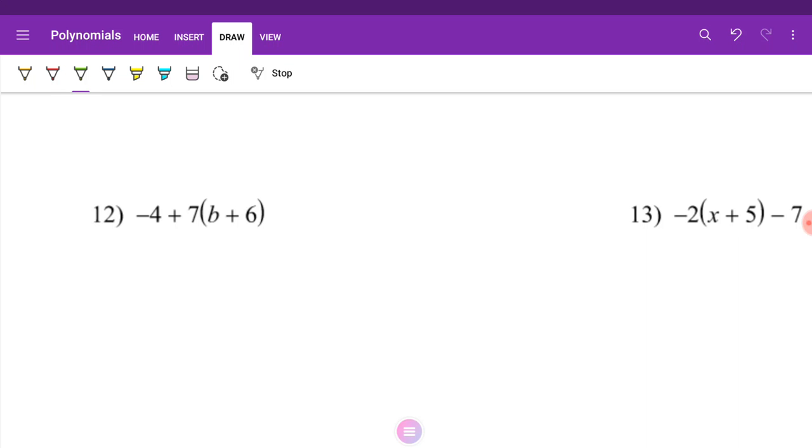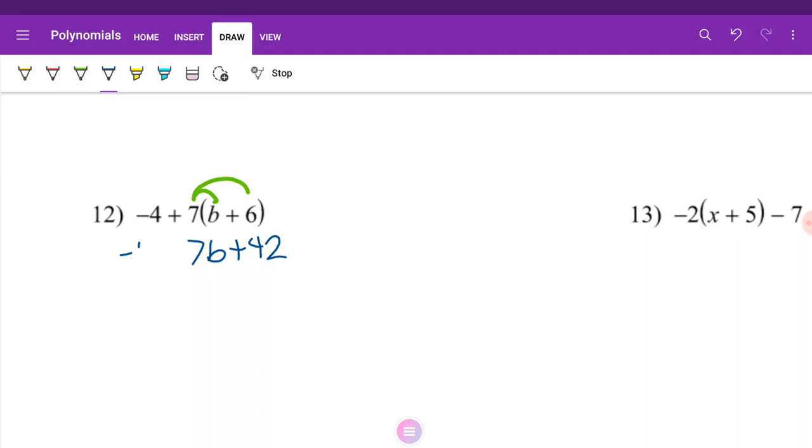Okay, now this one's similar, but they're just flipped in a different order, and a lot of people will get this one wrong because when you read it, you read negative 4 plus 7 times b plus 6. And you're thinking, okay, negative 4 plus 7, well, that's 3. Well, remember, order of operations, you have to do multiplication and division before addition and subtraction. So you have to multiply that 7 in before doing anything with that 4. So hopefully you can see there, I multiplied the 7 in.